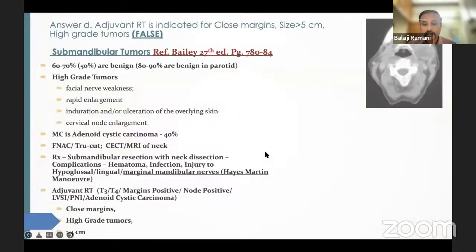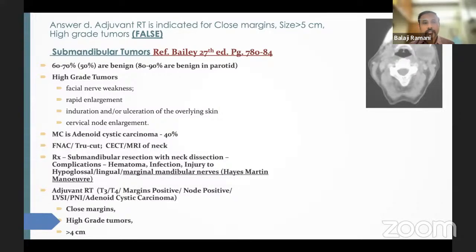So when you take up the salivary gland tumors, especially the submandibular tumors, it is a 50-50 distribution. In Bailey, at 2 places, it will be mentioned as 60 to 70 and 50 to 50. But in general, most of the textbooks will give it as only 50%. So for the exams, you can remember it as 50% benign, 50% malignant.